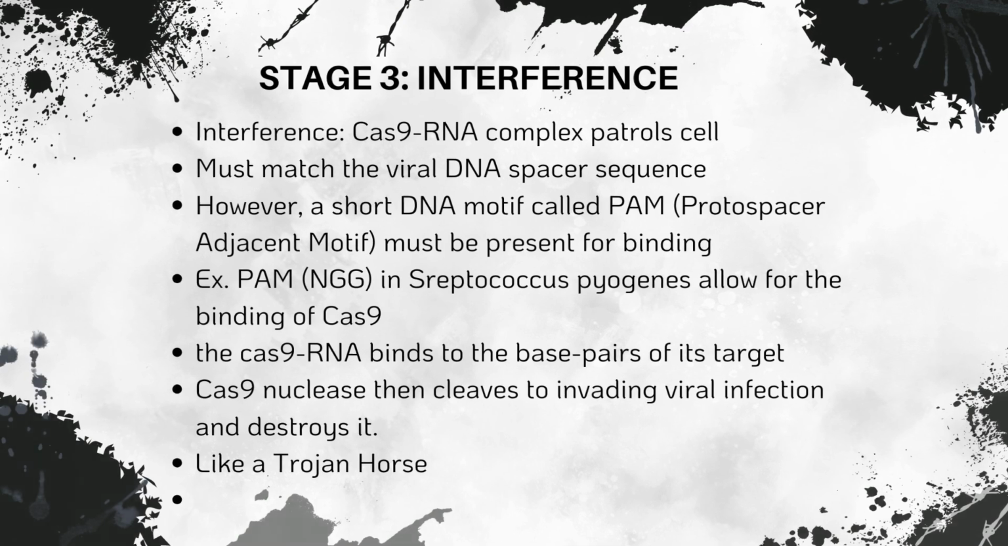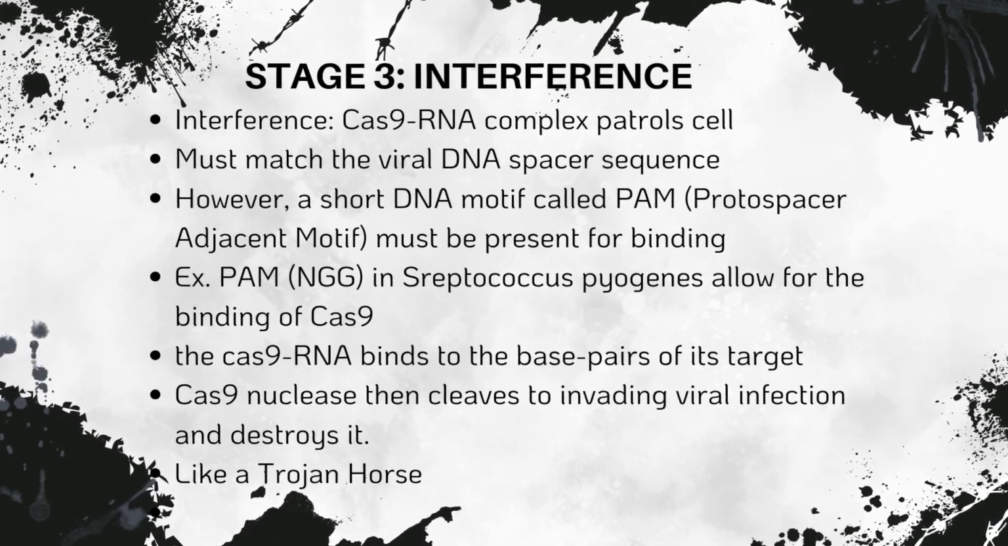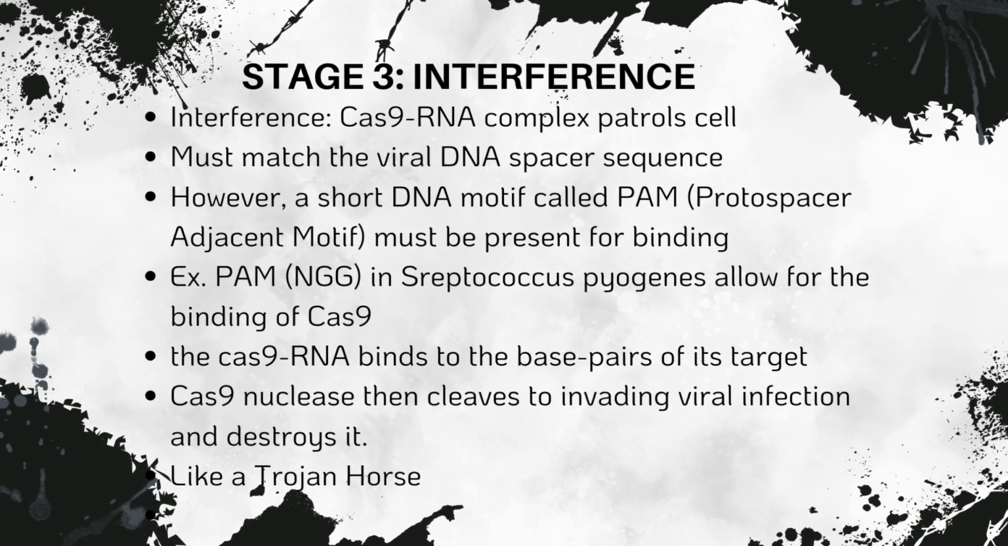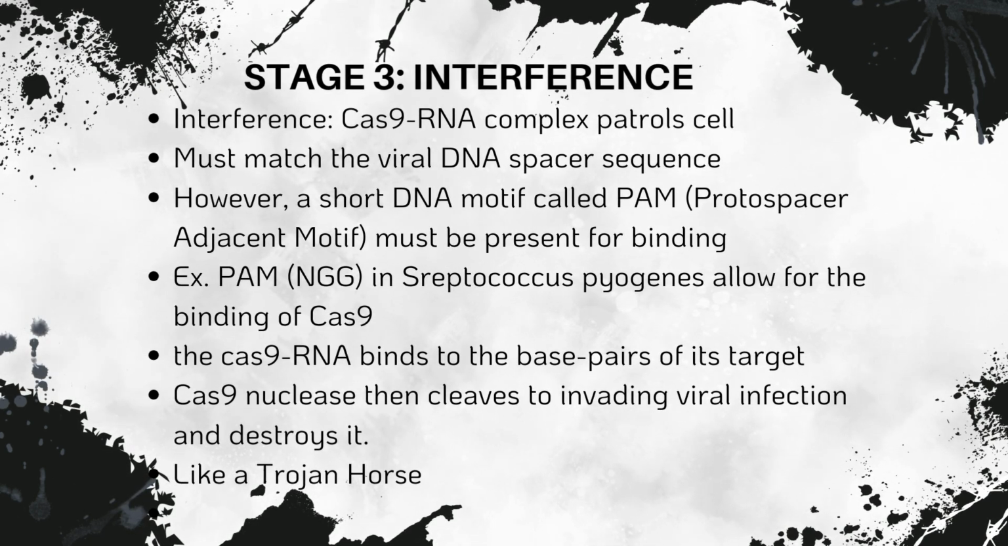Stage 3, interference. So interference, Cas9 RNA complex patrols the cell. In other words, the Cas9 RNA is just a simplified term for the tracrRNA-crRNA complex. If you're getting a little confused, Cas9 RNA is technically still CRISPR RNA. So think of it as like a patrolling police car. It just goes around until it realizes, oh, there's a viral infection somewhere.